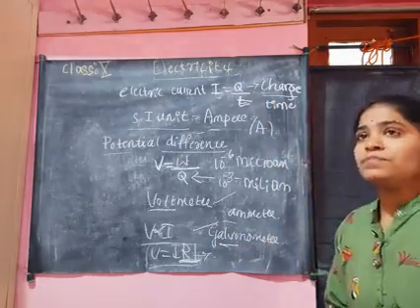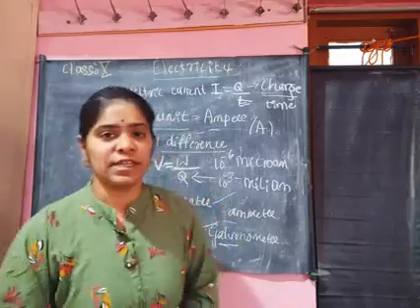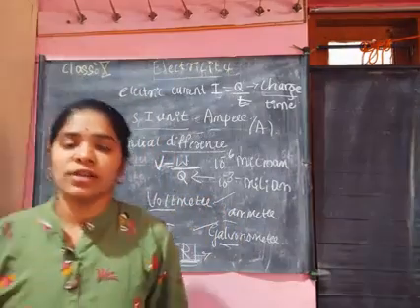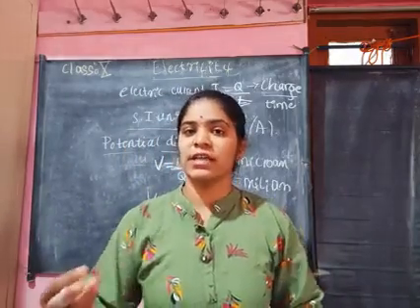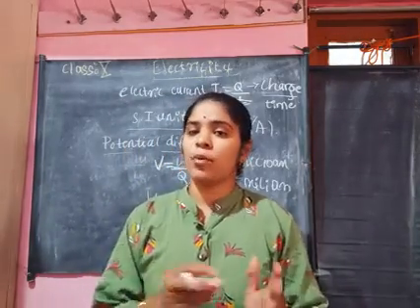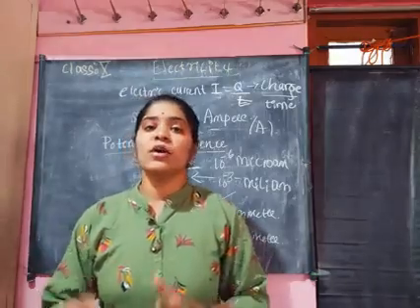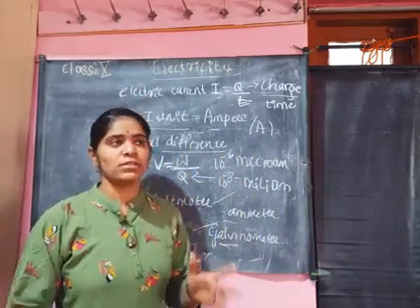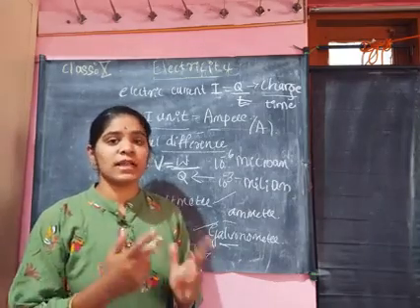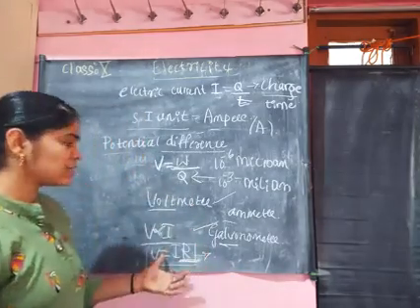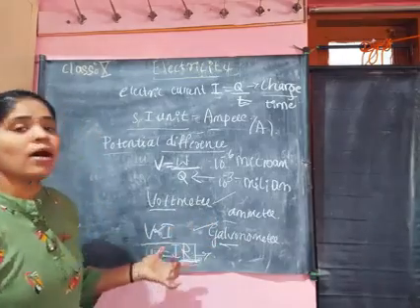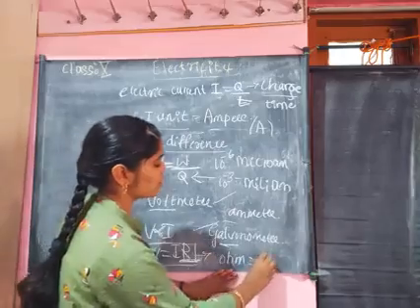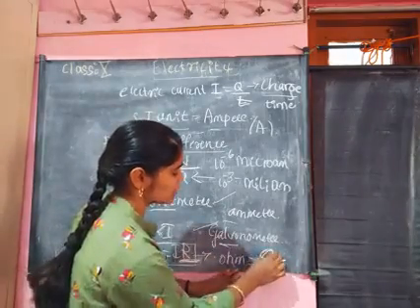Next is the resistivity. What is called resistivity? Before going to resistivity, the resistor is a property of a conductor which resists the flow of electric charges in the electrical circuit. That we refer to as resistance. The SI unit of resistance is the ohm, which we represent like this, ohm.